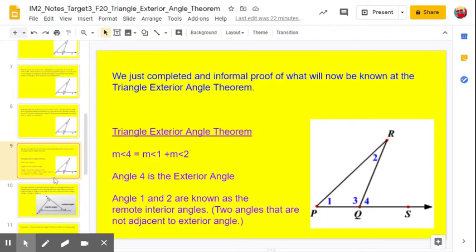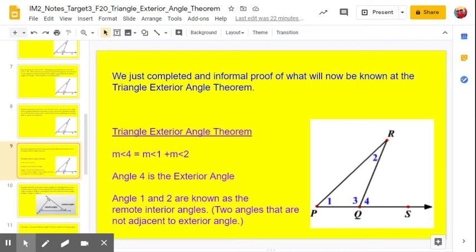Again, remember, theorems are something that mathematicians have proven to be true. So we have the Triangle Exterior Angle Theorem. It's been proven by mathematicians. We just did an informal proof of it ourselves. So angle 4, again, is the exterior angle. And angle 1 and 2, we're going to call these the remote interior angles. So there are the two angles inside the triangle that are not adjacent to the exterior angle.